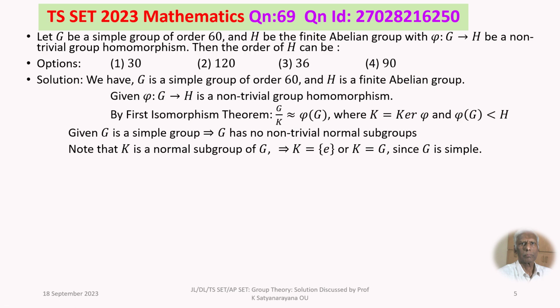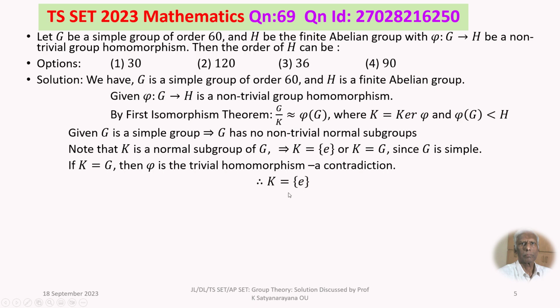Agreed? So now, if K is equal to the whole of G, the kernel is the whole of G. So that means all the elements of G are mapped onto the identity element of H. That means phi is a trivial homomorphism. It's a contradiction. Why is it a contradiction? Because phi is given to be a non-trivial group homomorphism. This contradiction shows K is not equal to G. Therefore, K must be equal to the subgroup consisting of the identity element alone.